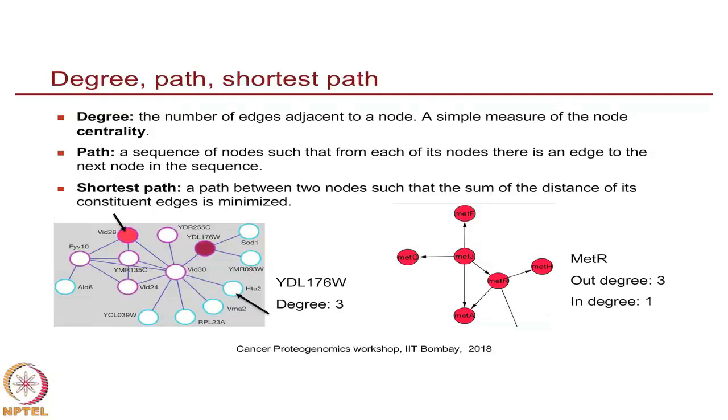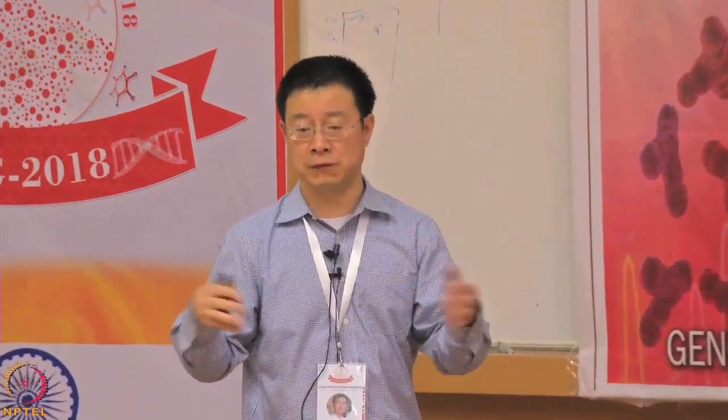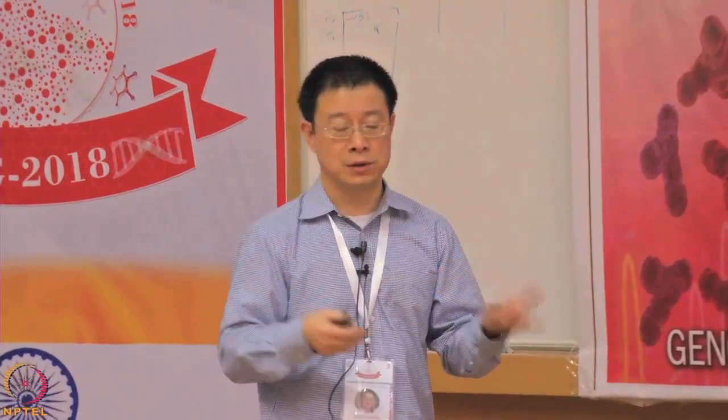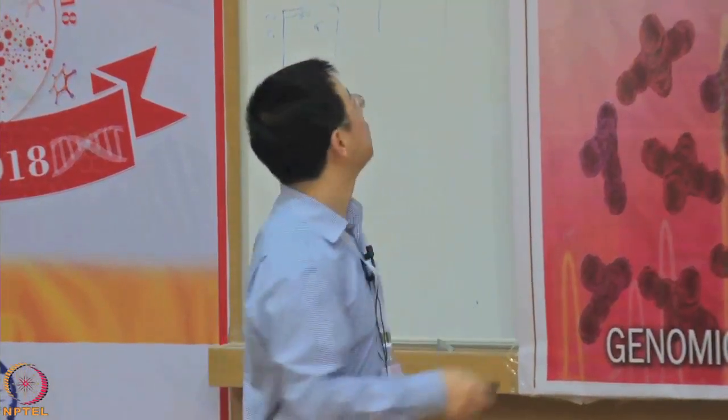So degree is a very simple but important measurement for the nodes or genes in the network. Because if you look at this, you would think a node is more in the center position of the network if it has a higher degree, right? So it's a very simple indication of the centrality of each node in the network.